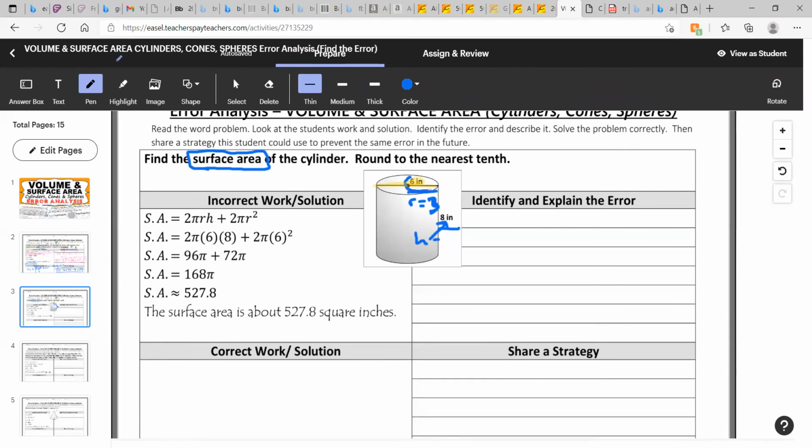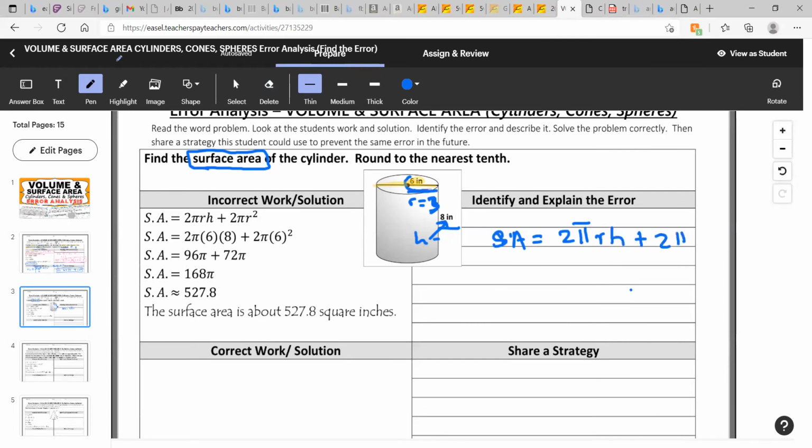At this point, the student used this formula for surface area. The surface area of a cylinder formula is 2 pi radius, sorry, without the square, 2 pi radius height plus 2 pi radius square. So let's see if the student used the right formula. Yes, the formula he used was right. So this is not an error.